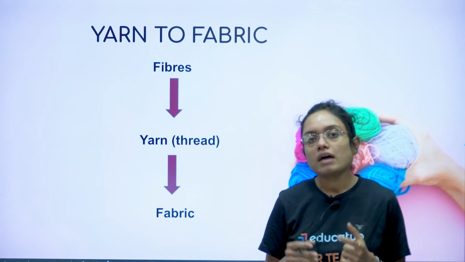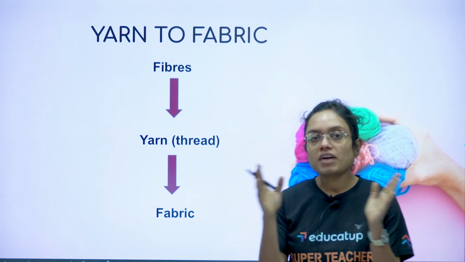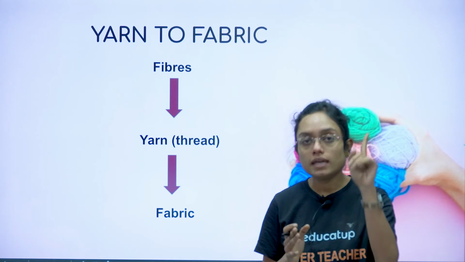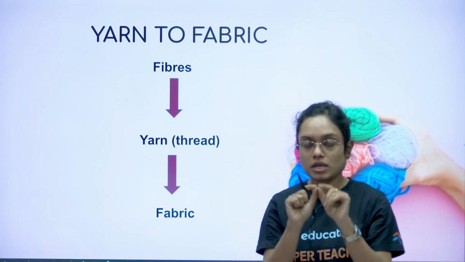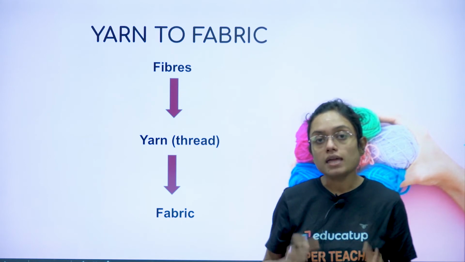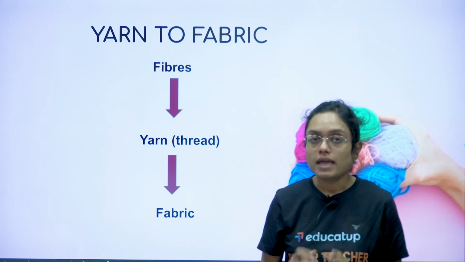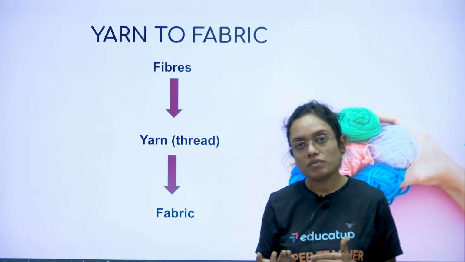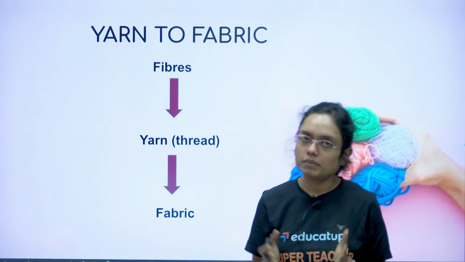Now once you have got the fibers, then बहुत सारे फाइबर्स को कंबाइन करेंगे आप तो एक धागा बनेगा, one single thread. Then you will combine many threads or yarns together, then a fabric is made, and then from the fabric you will have the clothing or garment made.